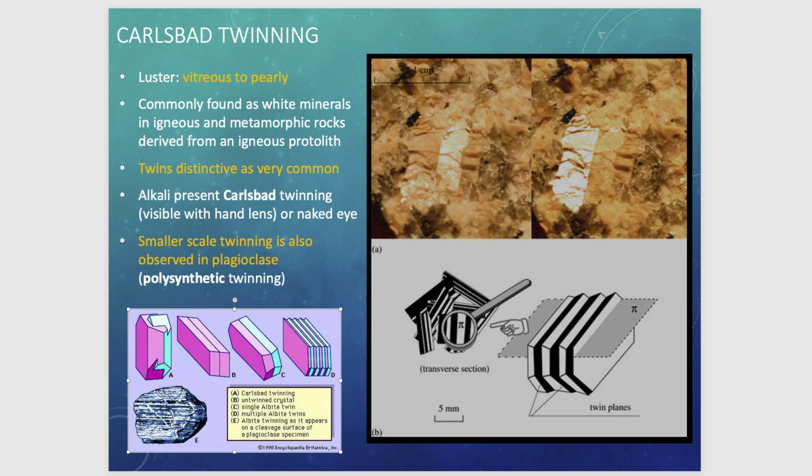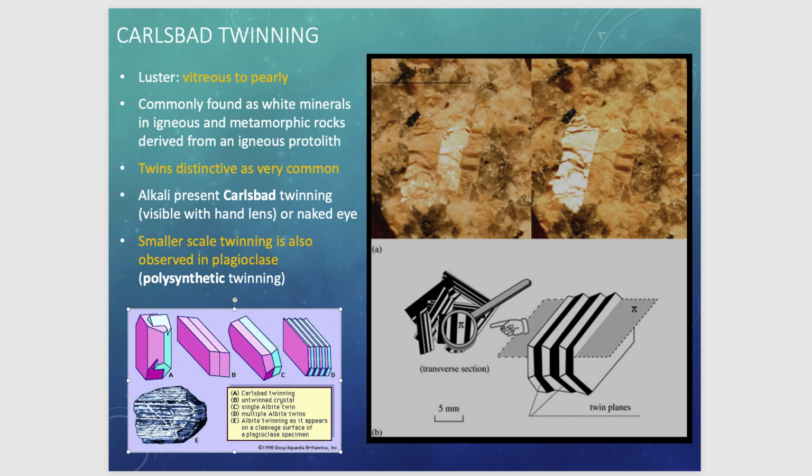Okay, returning to some of the features of the feldspars, one that is diagnostic of feldspars is certainly the twinning. We have 2 major types of twinning. One is the Karlsbad twinning, which we have exemplified here in this image, and the other is the polysynthetic twinning, which is in image B. So feldspar will look vitreous to pearly in terms of luster.